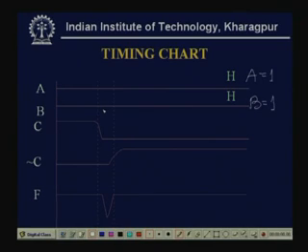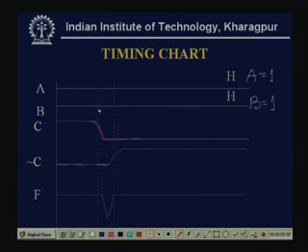Now, here C is taking some value, say, C is falling. Now, as for the delay of the inverter, immediately C dash will not be available or C dash will not be computed. C dash will be available after some time, say it takes this time.